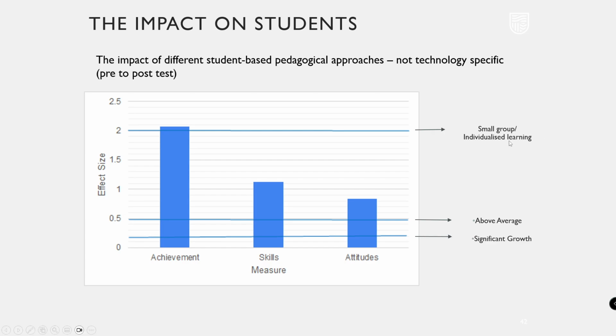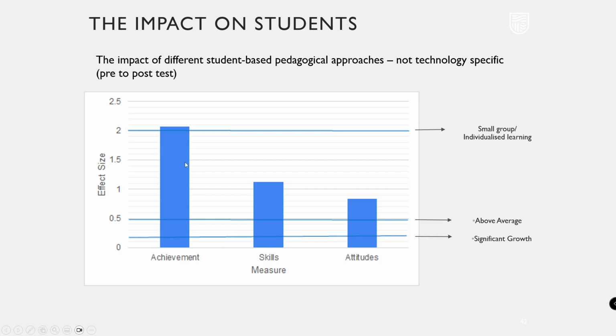A 2.0 effect size is typically associated with small group or one-to-one learning. So this is in education called the 2 sigma problem. How do we get as close as possible to one-to-one tutoring in a typical classroom setting with these strategies that we might have? If you go to things like NAPLAN, above average growth on a year basis would be 0.5. Moderate growth, 0.5 effect size. Significant growth would be 0.2.